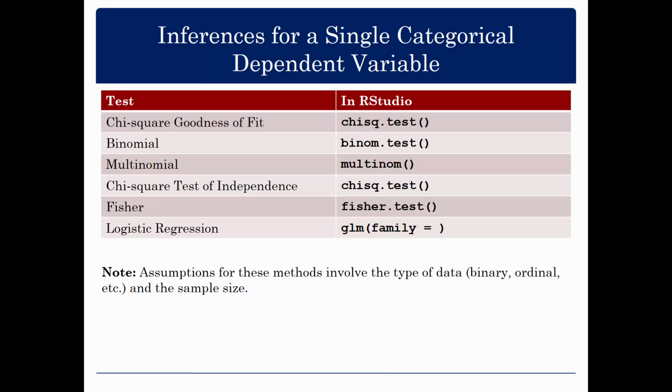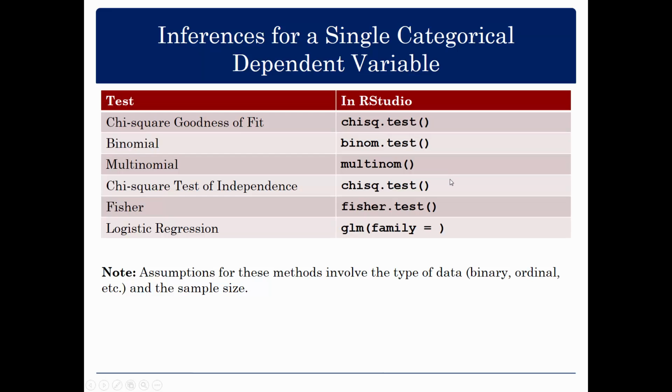In other words, that response rate can't be zero, and it can't be one, because then everybody responded or no one responded, and there's no variation in your data. And then here in RStudio are some of the functions that will implement each of these.